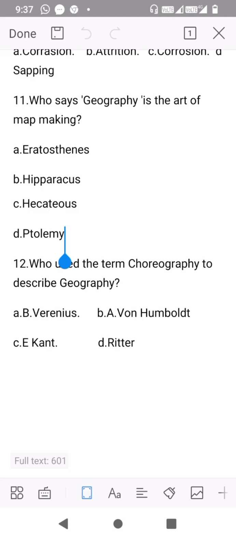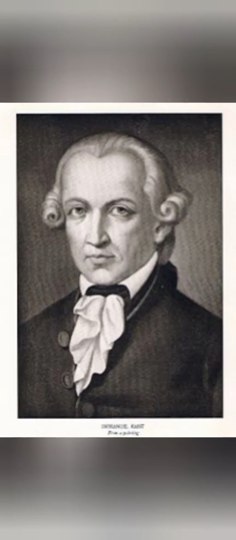Question number 12 is, who used the term choreography to describe geography? Options are A. von Humboldt, B. Varenius, C. Kant, or D. Ritter. And the right answer is Immanuel Kant. Kant used the term choreography to describe geography. Choreography is actually the art of describing or mapping a particular region or a district. It is a descriptive map.